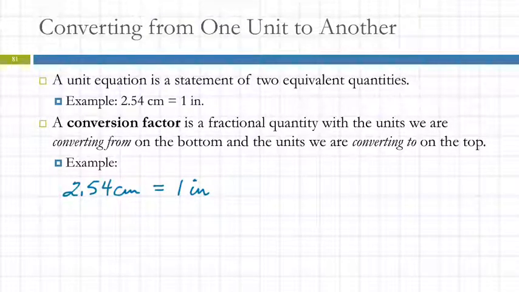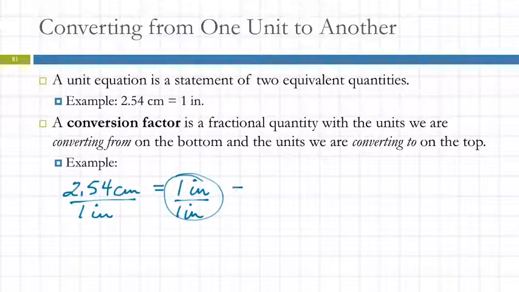So let's say I decide I'm going to divide both sides by 1 inch. If I do the same thing to both sides of an equation, it is still equal, right? Now I look at what I've got over here. 1 over 1 is just 1. And inch over inch is just 1. And so this is numerically equal to 1. Okay with that?